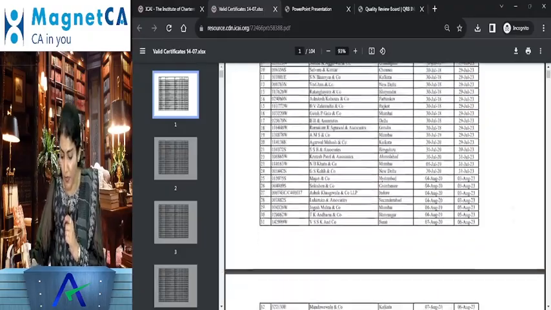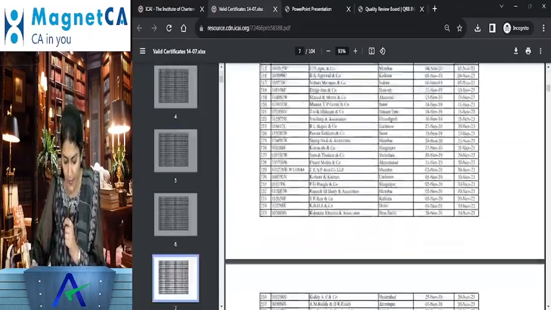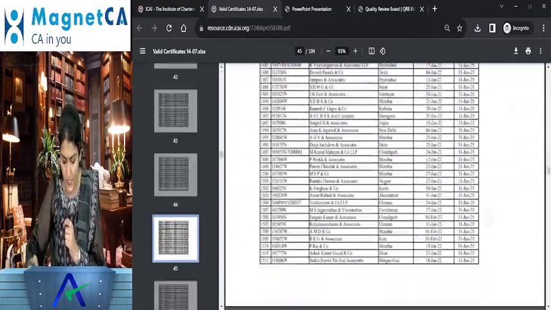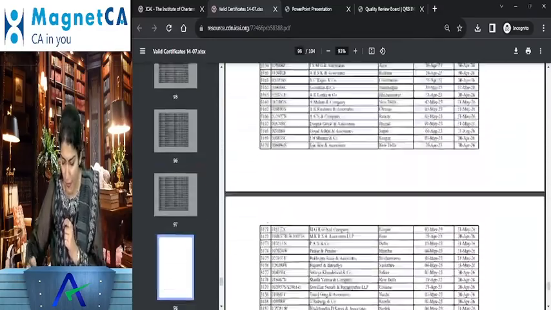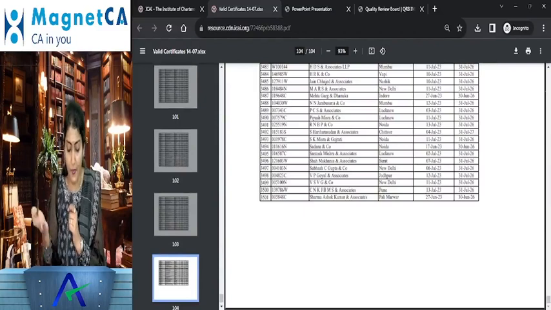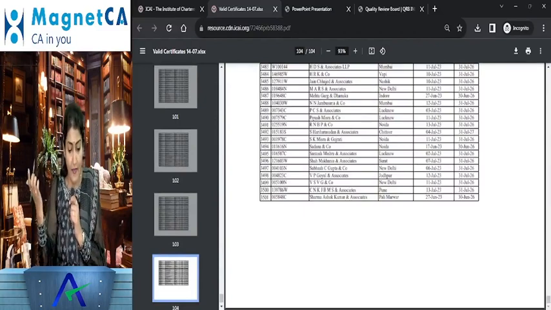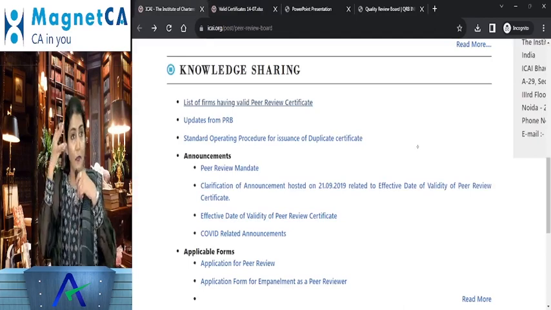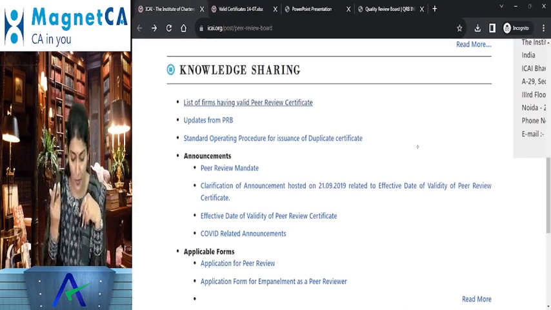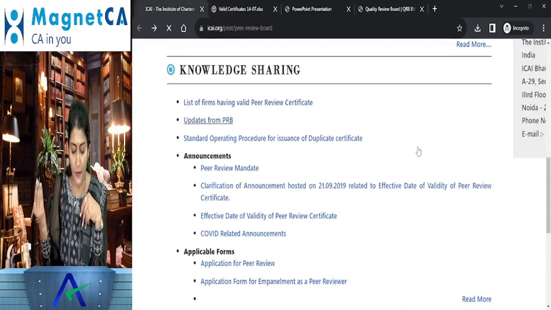Right, so out of all the CA firms in India, these are the list of the CA firms which are having the valid peer review certificate. Right, so how many names of the firms are there? 3,501. Right, these are the firms which are having the valid peer review certificate. So obviously they all would have undergone the peer review process, right? Then the updates from the peer review board, right?